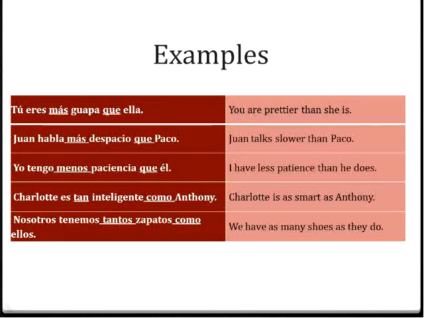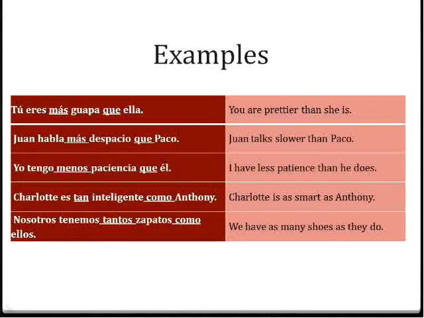Examples. I think these help a lot. Tú eres más guapa que ella. You are prettier than she is. Number 2. Juan habla más despacio que Paco. Juan talks slower than Paco. Okay? Now we're talking about menos, inferiority. Yo tengo menos paciencia que él. I have less patience than he does.